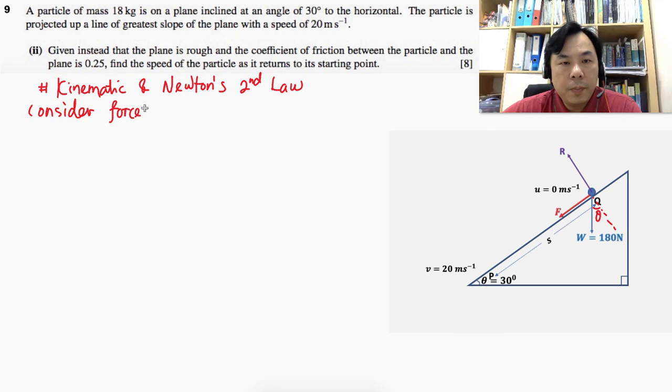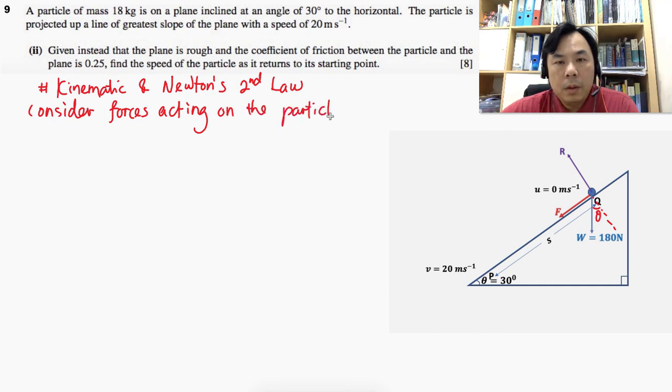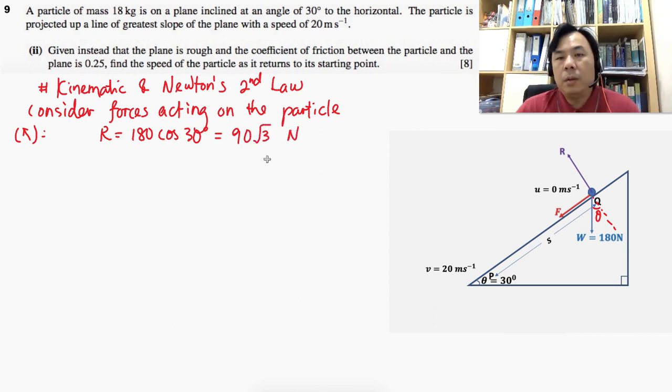forces acting on the particle. Now here I will consider both the forces along the slope and perpendicular to the slope. If I consider the forces acting in the perpendicular direction, I will be able to obtain the normal force, which is equal to 180 cosine 30, which is 90 root 3 Newtons here. So I hope that's clear.